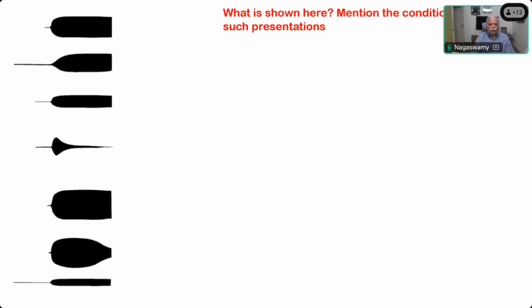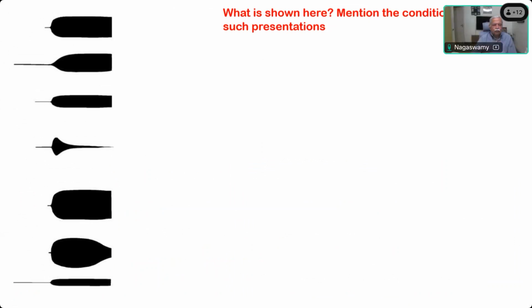What is shown here? Mention the conditions. It is patterns of thromboelastography, thromboelastographic tracings. What are the conditions which cause all these things from top to bottom? First one is normal. Second one, initiation of clotting is prolonged, so the patient may be on anticoagulants or have anticoagulant deficiency. Third one, maximum clot formation is less.